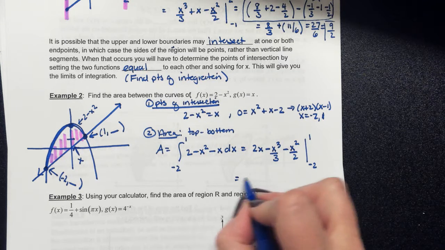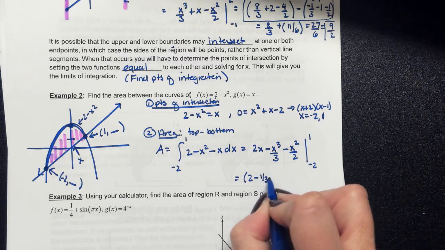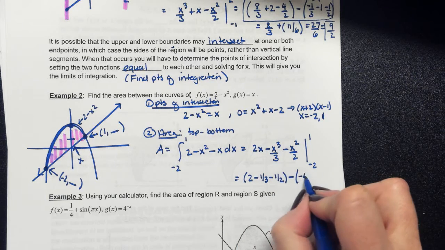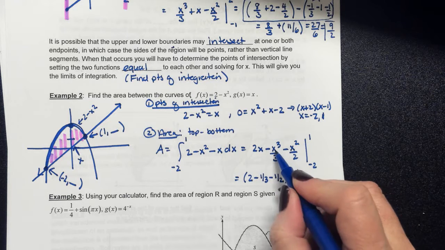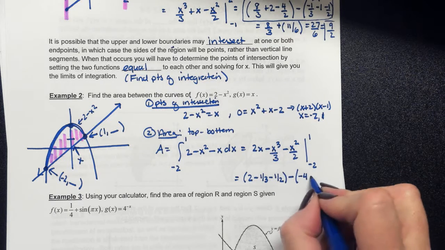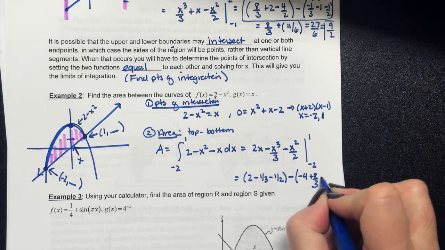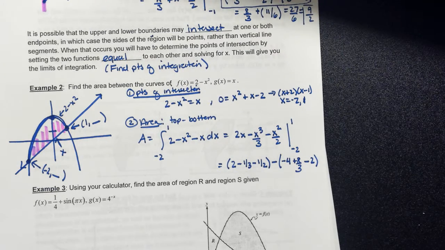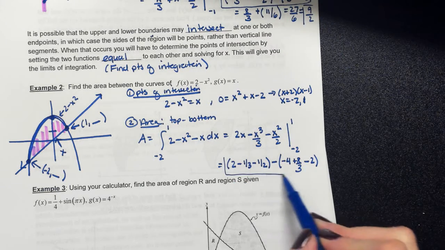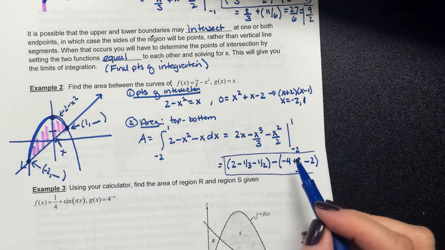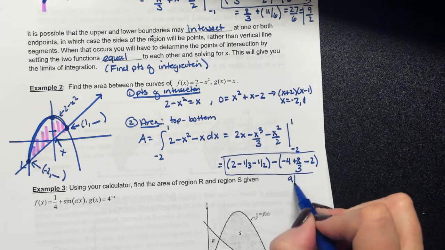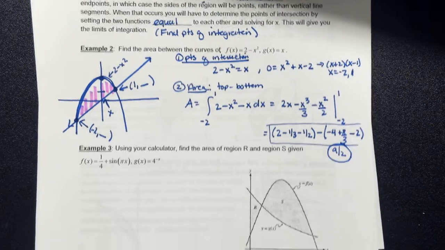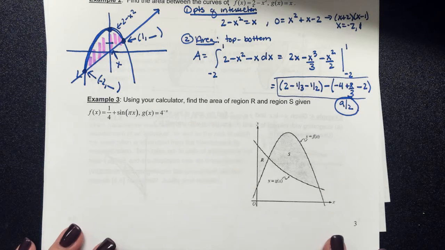So I plug in 1, that's going to give me a 2 minus 1/3 minus 1/2. Minus, plug in my lower bound, which will give me a -4. When I cube -2, that's a -8, but that becomes a plus 8/3. Minus 2 squared is 4, 4 divided by 2 is 2. And again, if it's a free response question, I can leave it like this. Or if I was to simplify it all the way out, it would equal 9/2. So that's how you can do area problems involving two curves by hand.